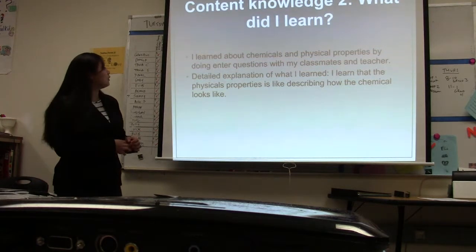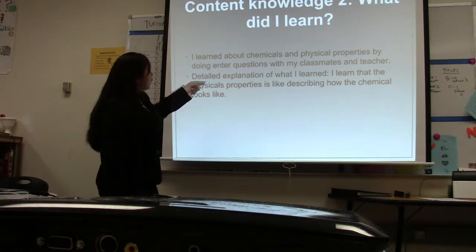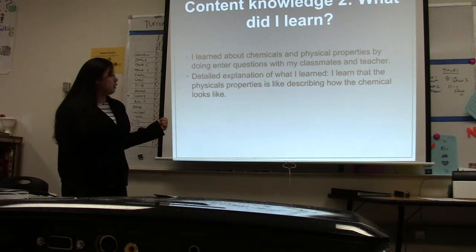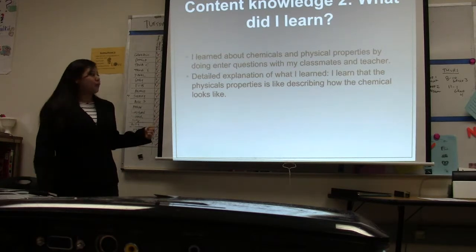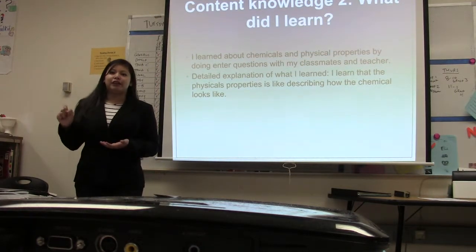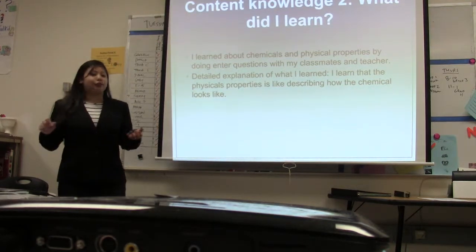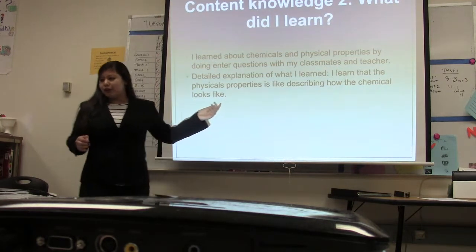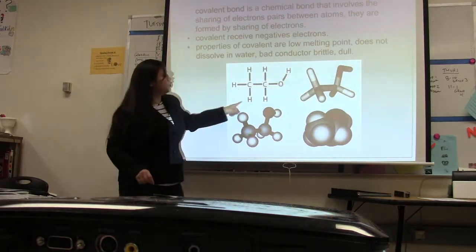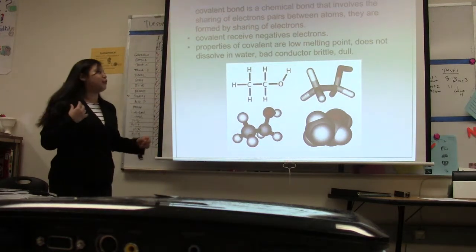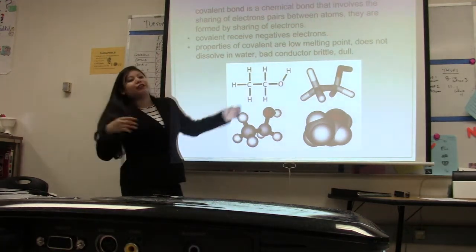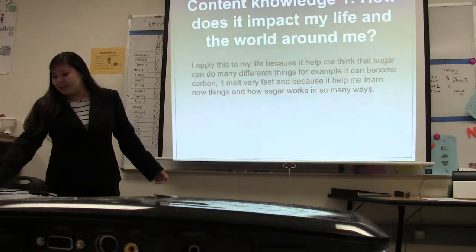Content of knowledge 2. What did I learn about this? So I learned about chemical and physical properties by doing enter questions in my class with my classmates and the teacher. In the enter questions, I remember we just go to the room and then we got our binders and then we start writing the enter question, right? So when we do the enter question, I learned the physical properties. I remember we started doing this for us to learn about it. She said, so CCOOH, this is negative, this is positive, and things like that. So that's how I learned it.